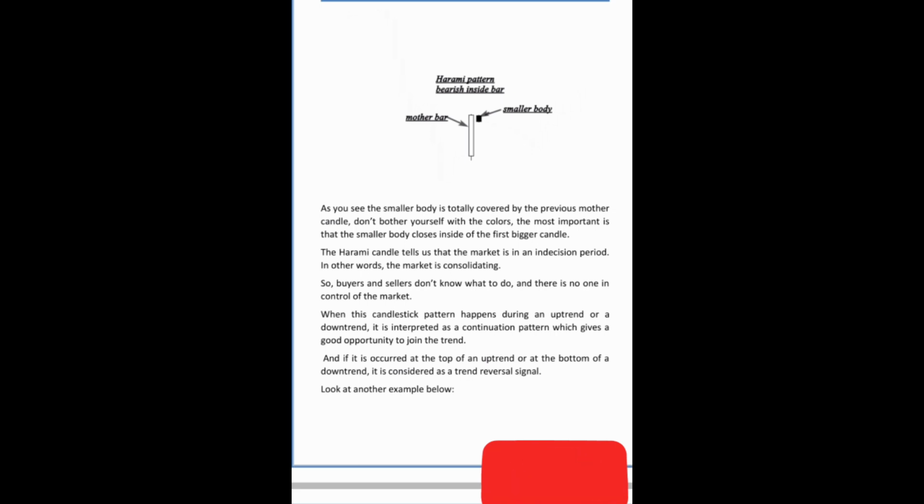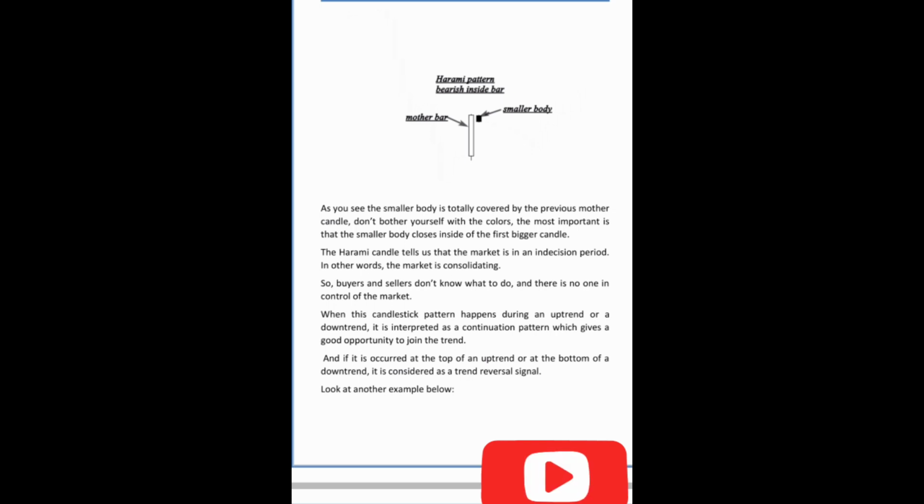The harami candle tells us that the market is in an indecision period. In other words, the market is consolidating. So buyers and sellers don't know what to do, and there is no one in control of the market. When this candlestick pattern happens during an uptrend or a downtrend, it is interpreted as a continuation pattern which gives a good opportunity to join the trend. And if it has occurred at the top of an uptrend or at the bottom of a downtrend, it is considered a trend reversal signal.